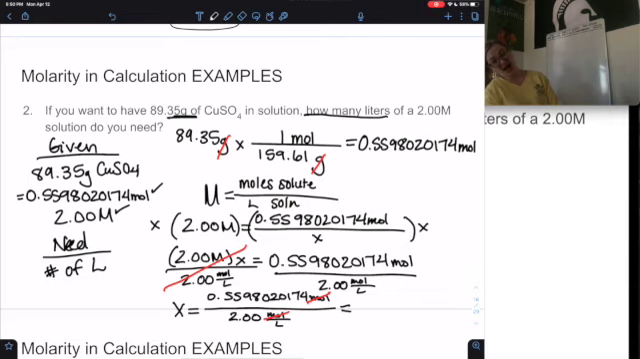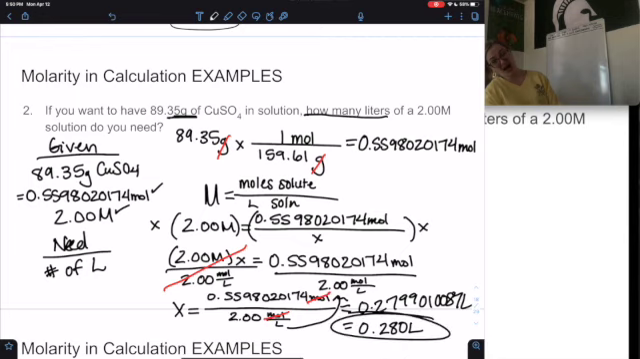So in this case, I have that X equals this. It's going to put liters on top in the end. So when I do that division, the answer that I get is 0.27990100087 liters. And if I put that in the correct number of sig figs, which in this problem is 3, I would round that and write 0.280 liters. So that's my final answer, 0.280 liters.